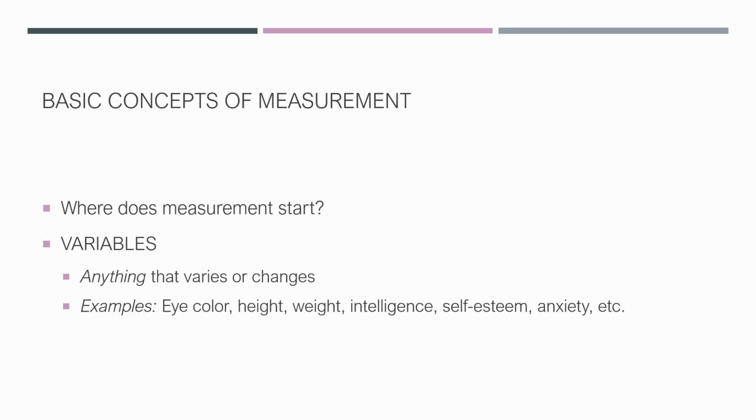So as I was saying, anything that varies or changes. That can include eye color, height, weight, right? There are different types of eye color: blue, hazel, black, green, brown, and so on and so forth. Height, so people vary in height. So we have anywhere from 5'1", 4'9", 6'2", 5'7", and so on and so forth. So yet another characteristic that varies.